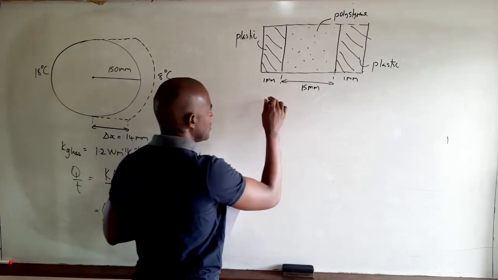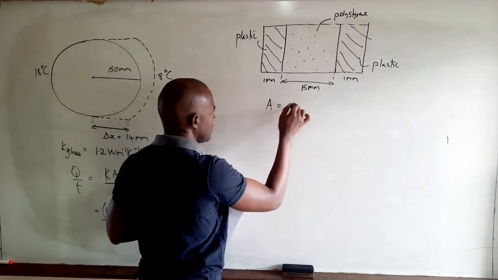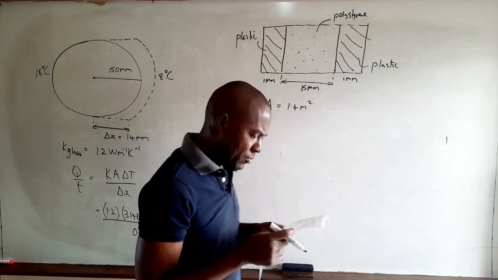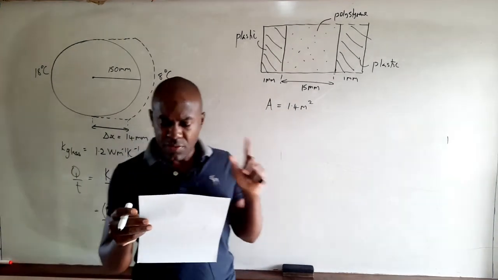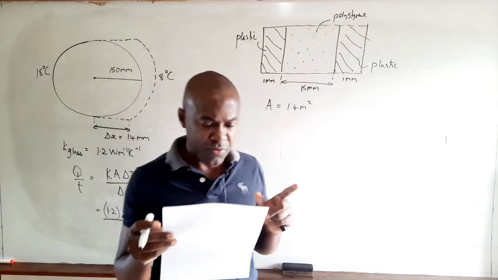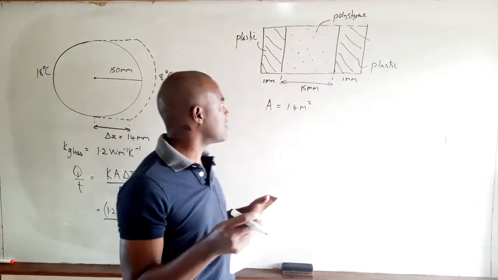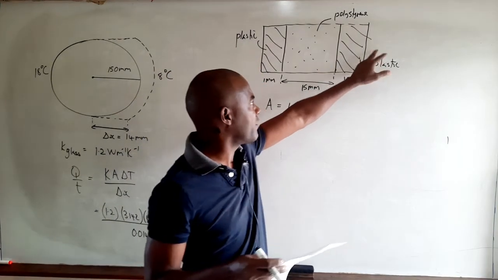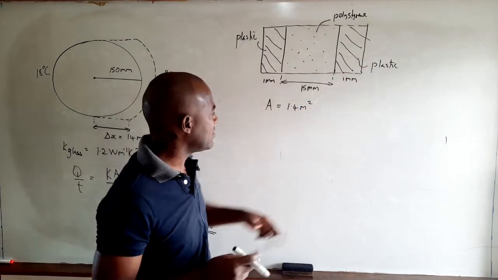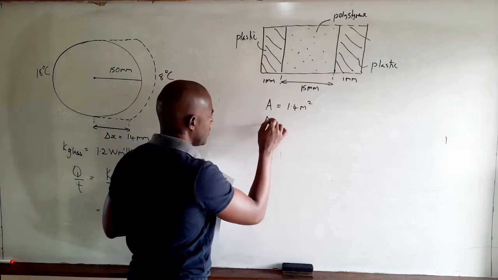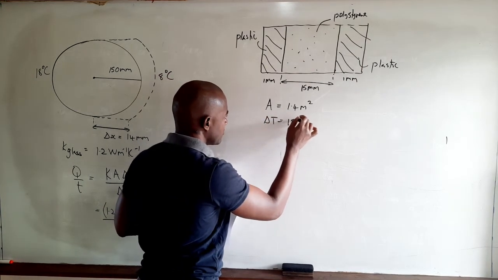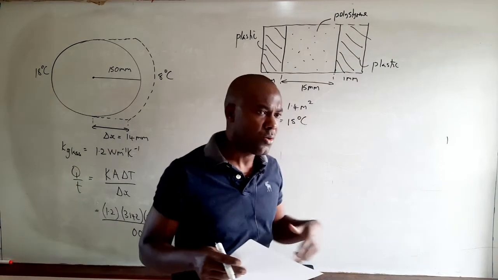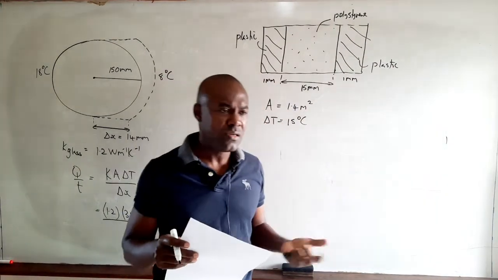So in terms of information that we're given, we're told that the total surface area is 1.4 meters squared. So the total surface area, let's call that A, is 1.4 meters squared. Now we're told that there is a 15 degrees Celsius temperature difference between the inner and outer surfaces. So if we treat this as the inner surface and this as the outer surface, the temperature difference delta T is equal to 15 degrees Celsius. Now we're not given the inner temperature or the outer temperature. What we're simply given is the temperature difference.